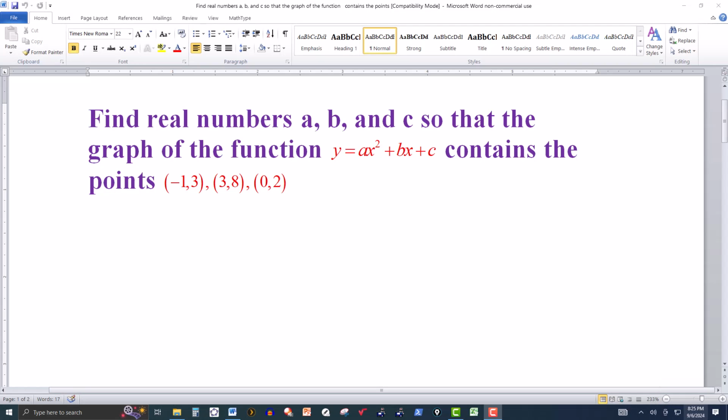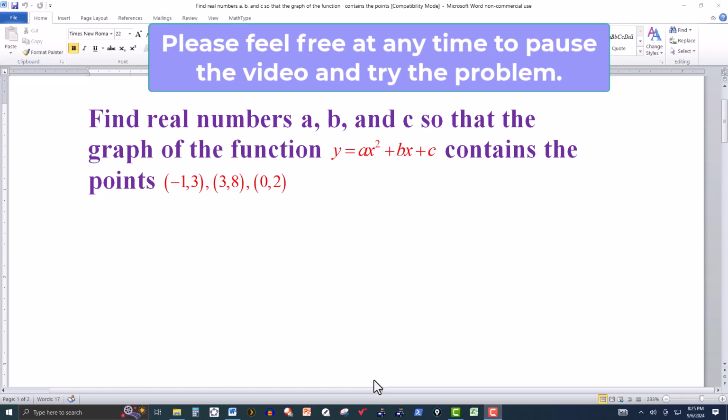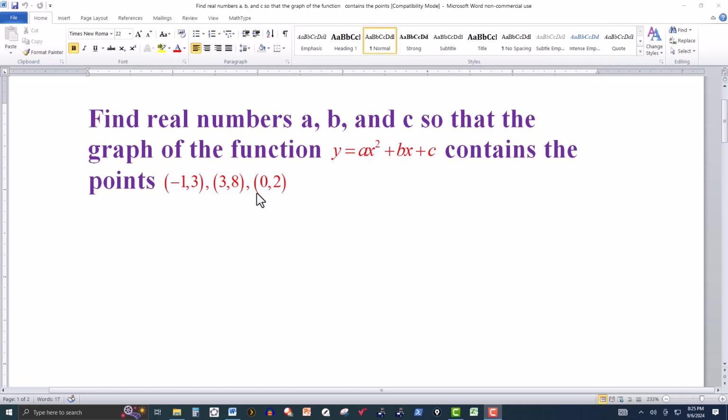In this video we have the word problem that states: find real numbers a, b, and c so that the graph of the function y equals ax squared plus bx plus c contains the points (-1, 3), (3, 8), and (0, 2). Because we're given three points on the graph of this function, which turns out to be a parabola, we can generate three equations with three variables, which is what we need to solve it.